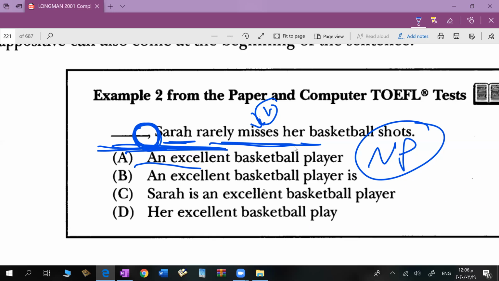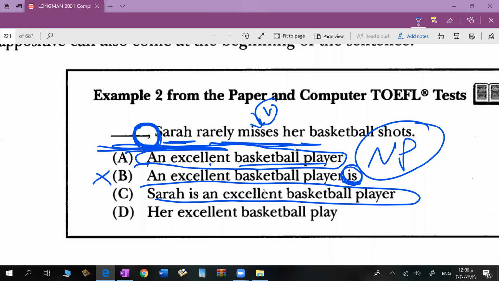This is a whole noun phrase. It has an article, it has an adjective, it has the noun. Okay? An excellent player is, here we have two verbs. If we go for this, so we have two verbs. Sarah is an excellent, this is a whole sentence, a subject and the verb. And then we have another verb, which is misses up there, okay? So we cannot use this one because then we'll be having two verbs.